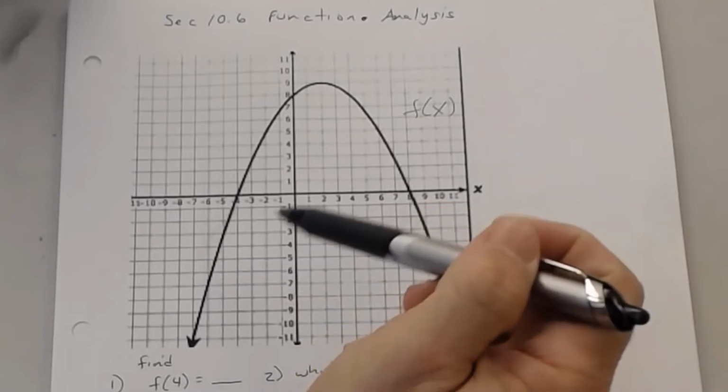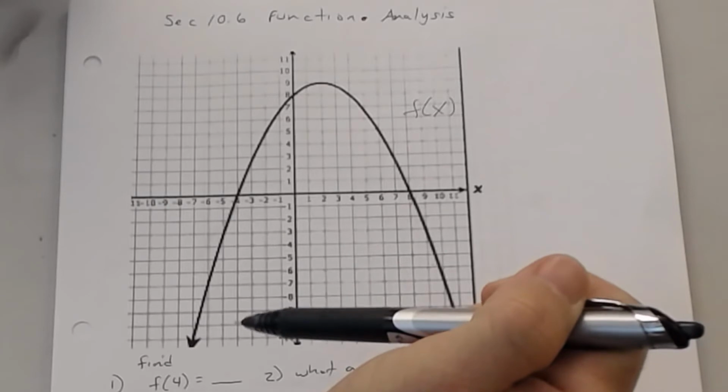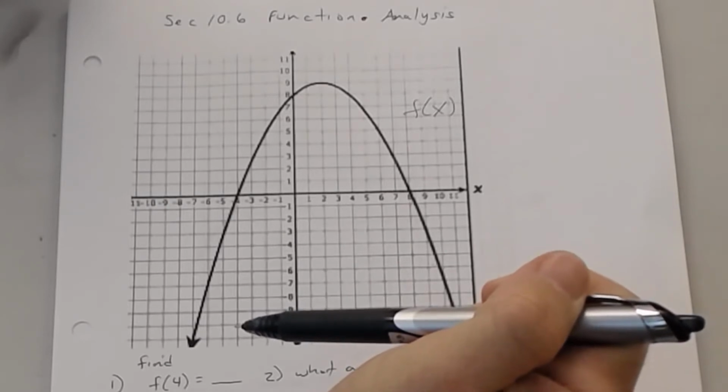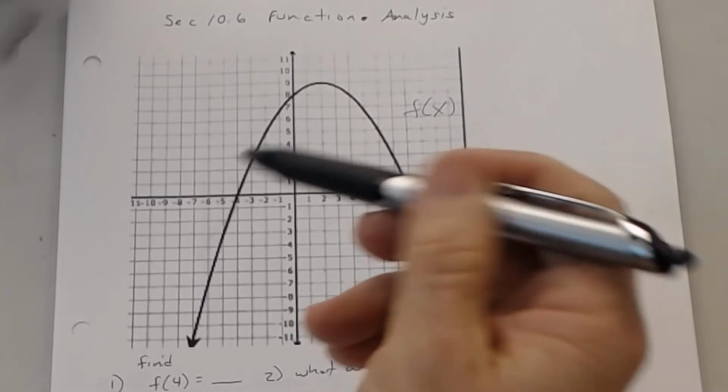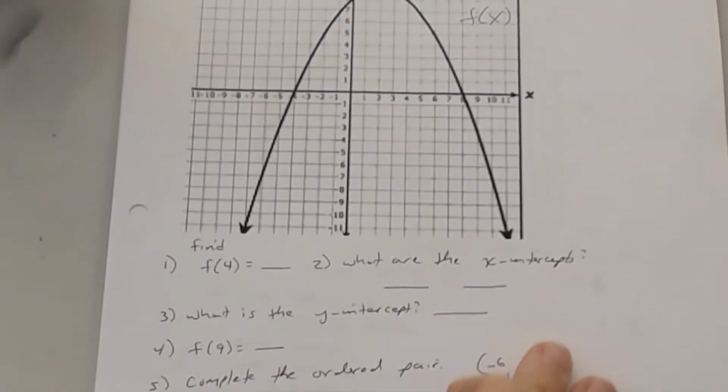Okay? Now, question is this. Does this represent a function? Yes. Why does it represent a function? Because it passes the vertical line test no matter where I draw. I'm not going to draw it because I don't want to mess up this graph.